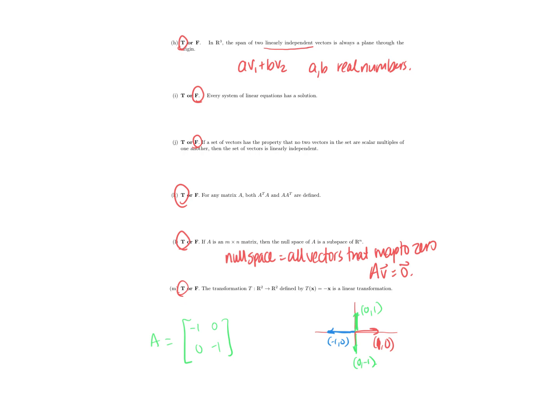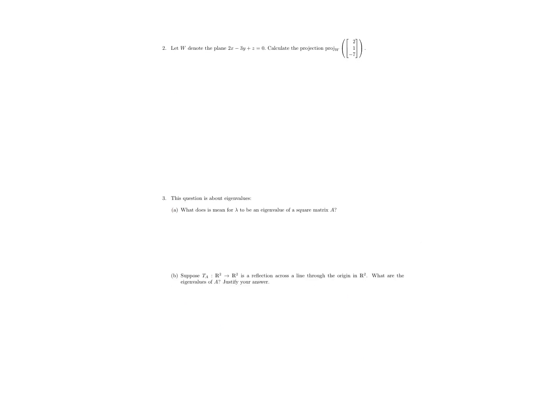So we have a theorem about that. Let W denote that plane. Calculate the projection of that vector onto the plane W. So what I need to do first of all is find an orthogonal basis of the plane. So let's start by parameterizing this plane. I can let y equal s and z equal t.